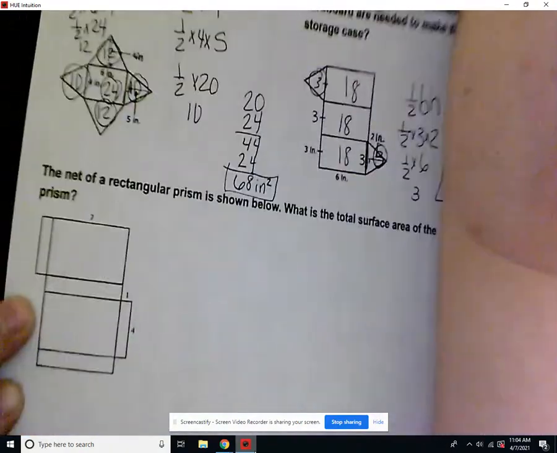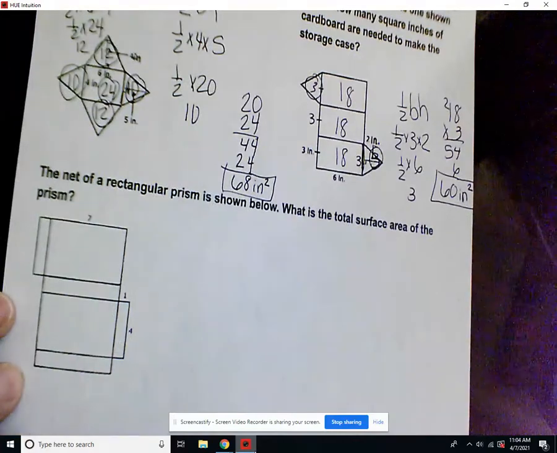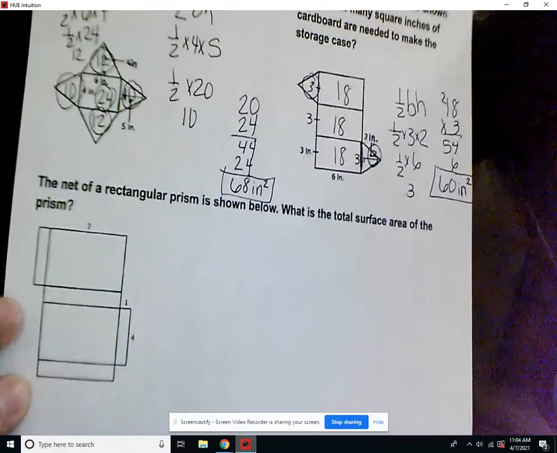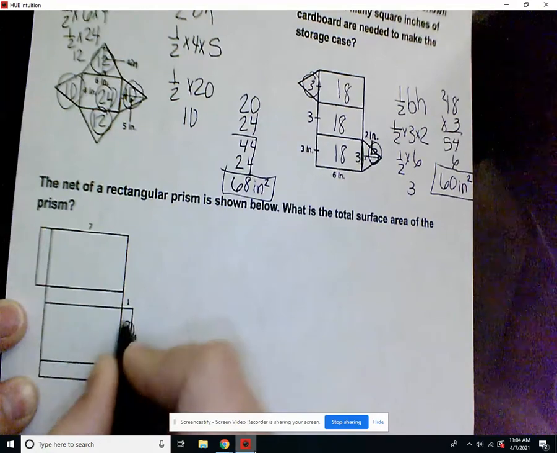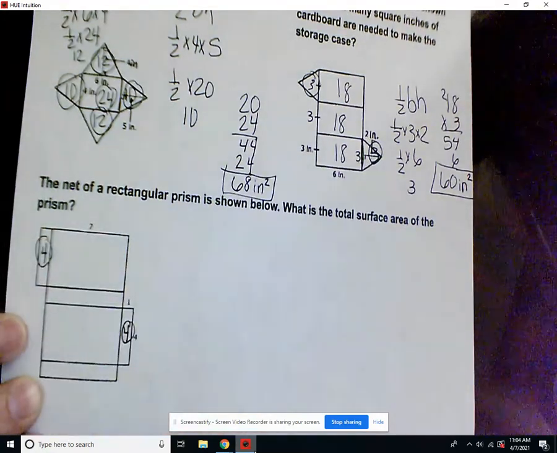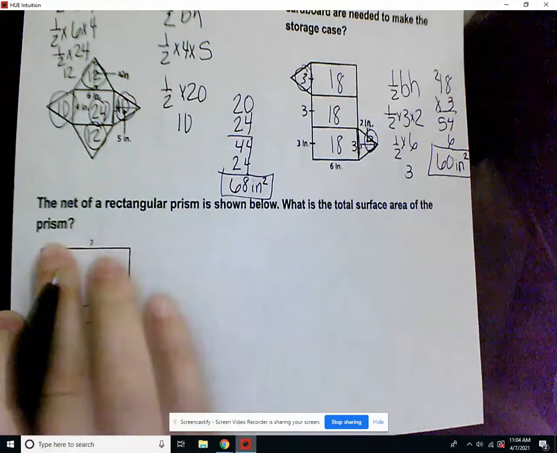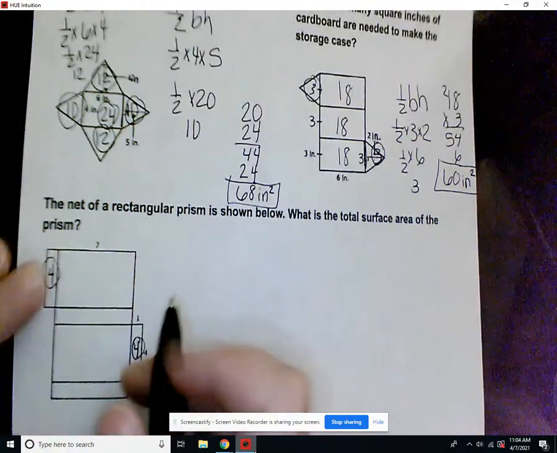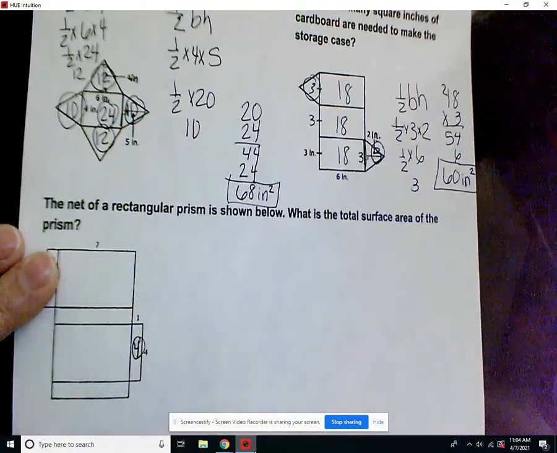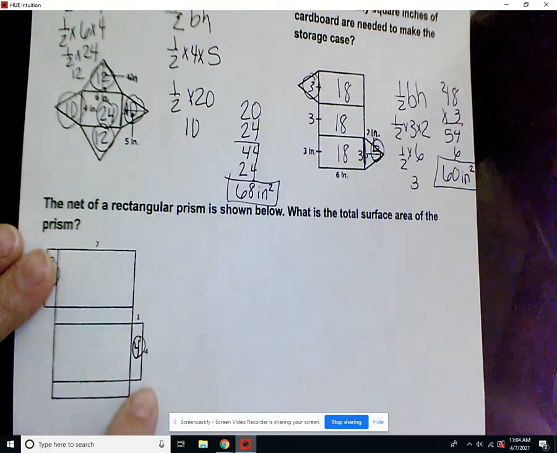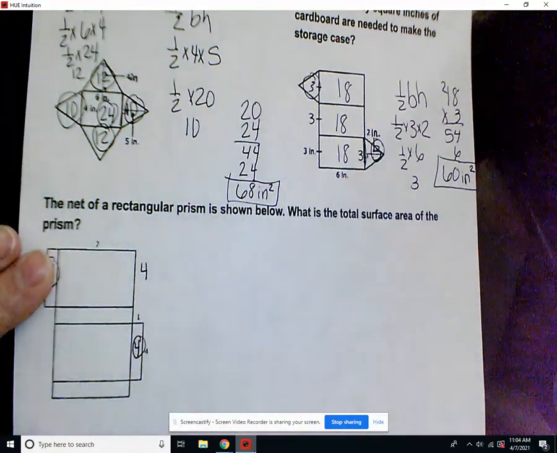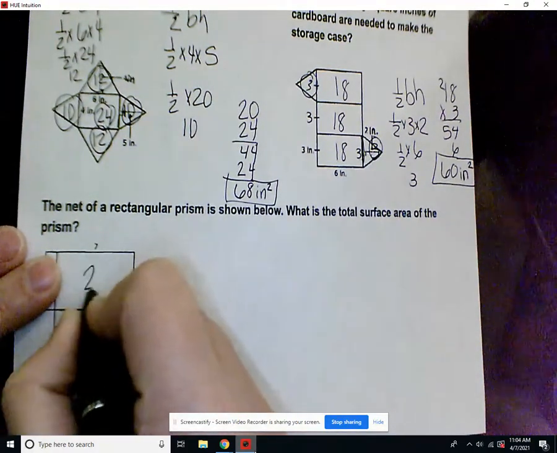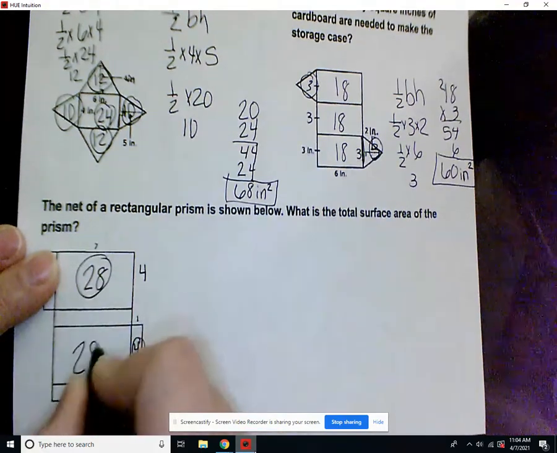Okay, so the last one for our nets is the net of the rectangular prism as shown below. What is the total surface area of the prism? So again, we're finding the area of each shape and then adding them together. I'm going to start with these outside ones. We have 4 and 1, which is 4. You can see we have 2 of those. Okay, then I'm going to go to my big rectangle. We have a side of 7, but we don't know what our other side is. We are either going to use 1 or 4. We can see 4 is the longer side, so that's going to be our missing side up here. We're going to multiply 7 times 4, which is 28. And again, there's 2 of those.